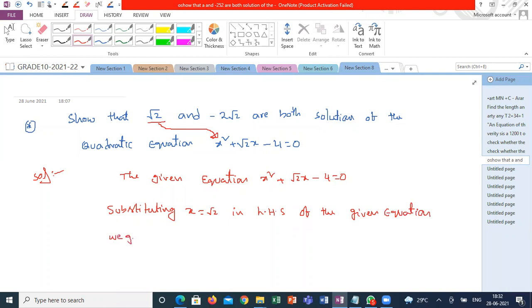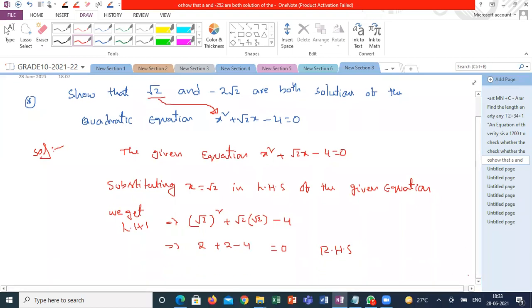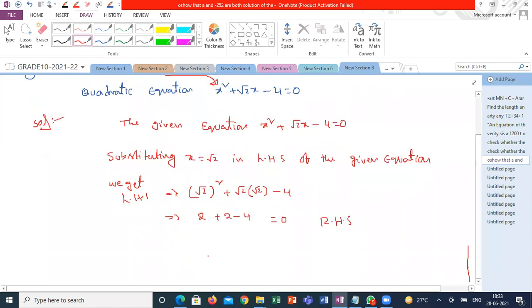We get, you have to substitute and write the equation. So LHS is equal to root 2 whole square plus root 2 into root 2 minus 4. This will be 2, root 2 into root 2 is 2, minus 4 is equal to 0, which is equal to RHS. What is the conclusion statement? Your LHS is becoming RHS, which means it is satisfying the equation.